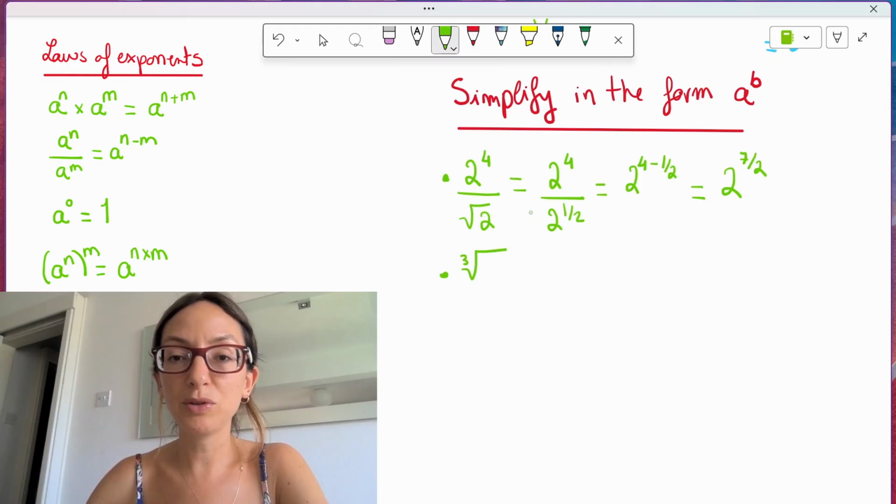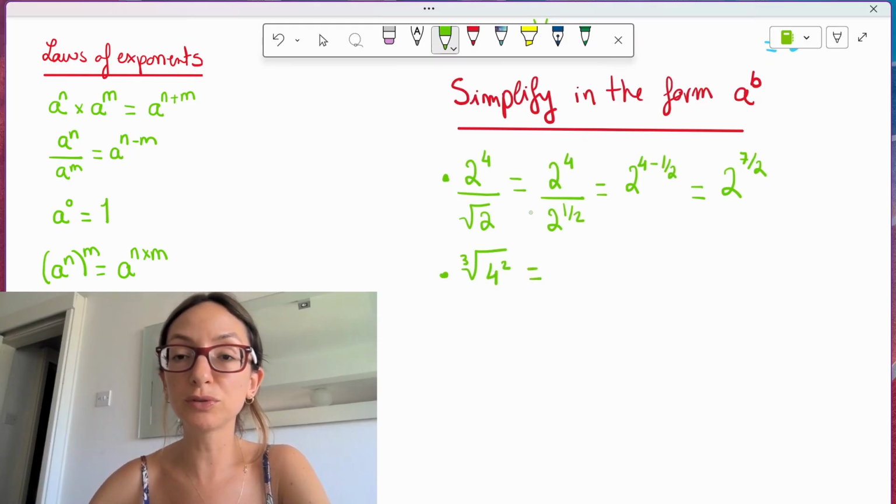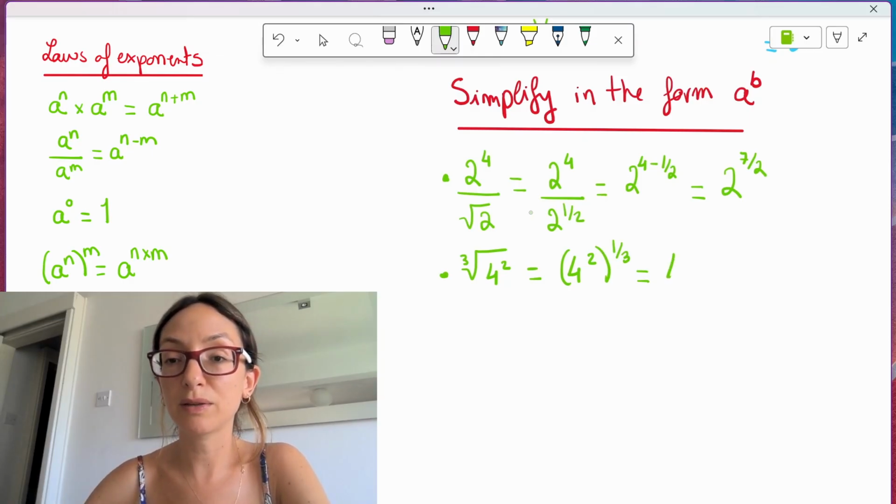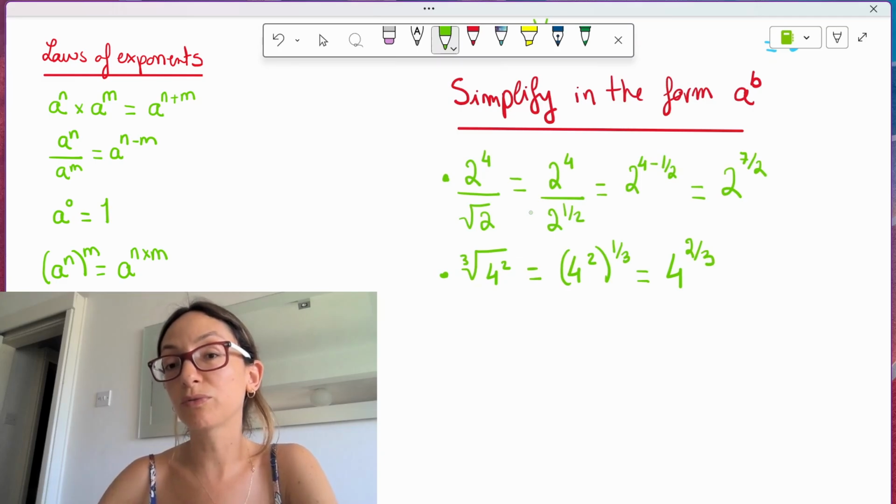Now, what about the cubic root of 4 squared? Again, let's get rid of the root notation and replace it with a power. So we have 4 to the power of 2, all to the power of a third. And here we multiply the powers. So we get 4 to the power of 2 over 3. So you see the cubic root of 4 squared is exactly the same thing as 4 to the power of 2 over 3.